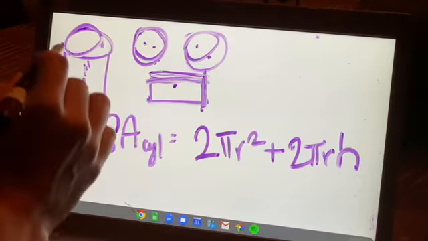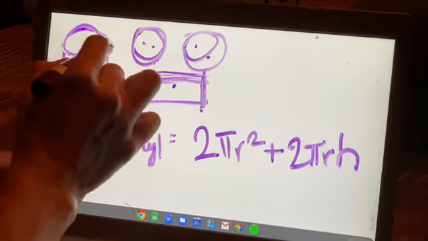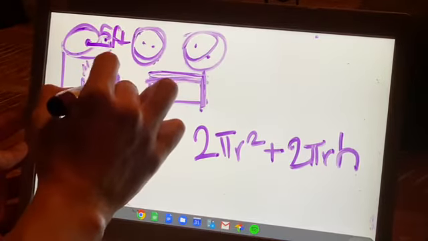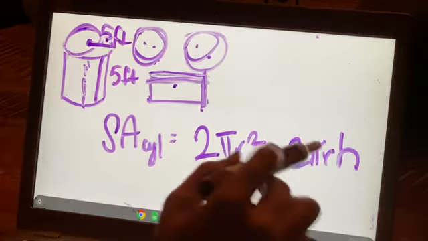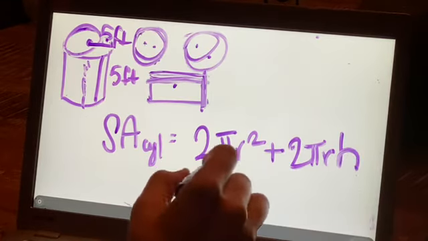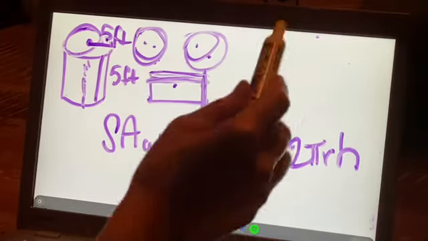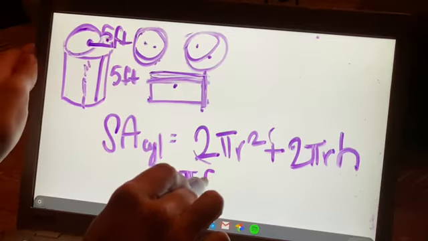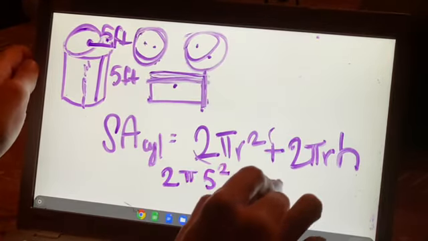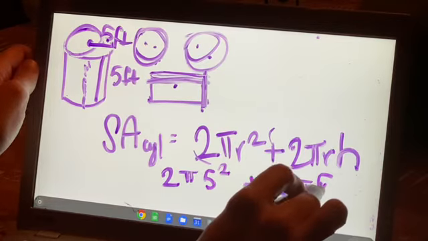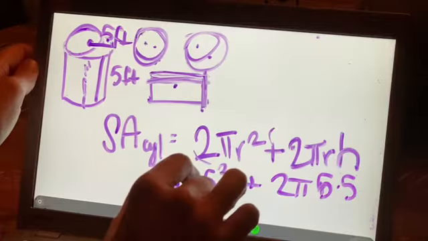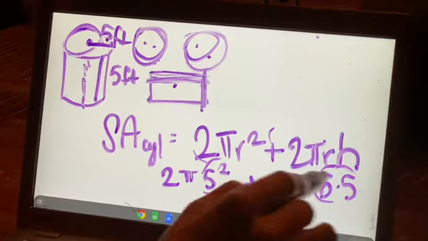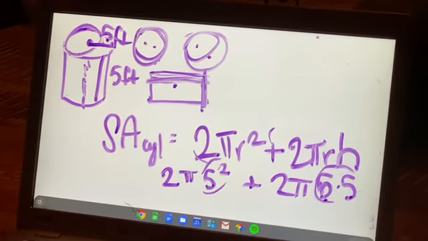Interestingly, they give you the radius is 5 feet, and the height is also 5 feet. It won't always be the case, but in this case, this number and this number are going to be the same, and I'll show you why. We have 2 times pi times a radius of 5 squared, plus 2 times pi times the radius, which is 5, times 5, which is the height. Do you notice we have 5 times 5 here, and 5 times 5 here too? That's just because this time it was the radius squared, and this time it was the radius times the height, and they both happen to be 5.